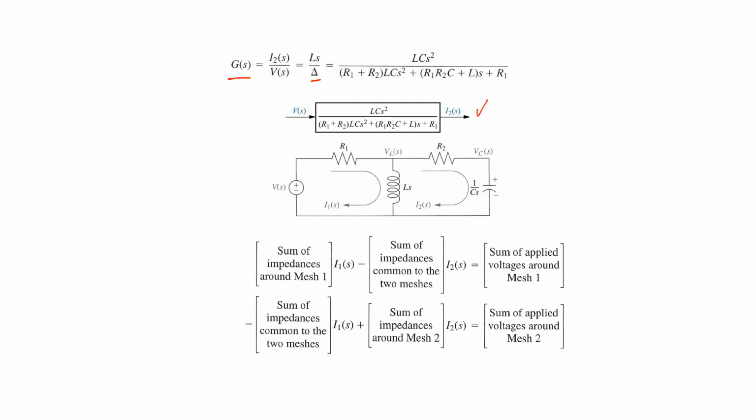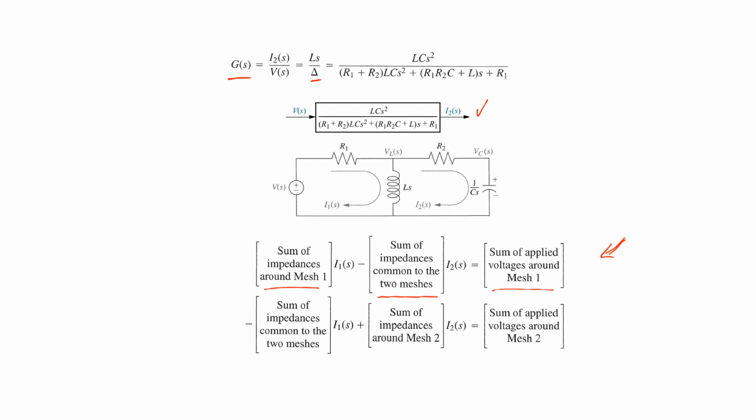So if we observe the simultaneous equations we found in the previous slide, we can see that the process can be summarized here. So this process says that the sum of all the impedances around mesh 1 into I1 of s, minus the sum of impedances common to the two meshes into I2 of s, will be equal to the sum of applied voltages around mesh 1. So this will give you the first simultaneous equation. So this is an observation-based shortcut method to find the simultaneous equation directly by looking at the circuit.